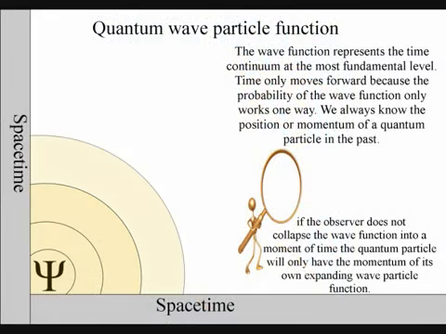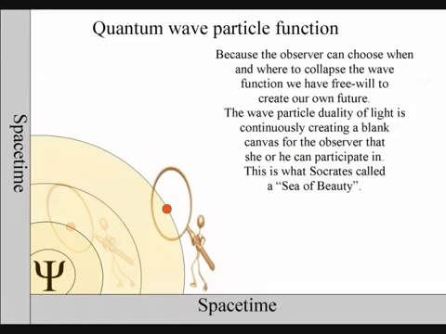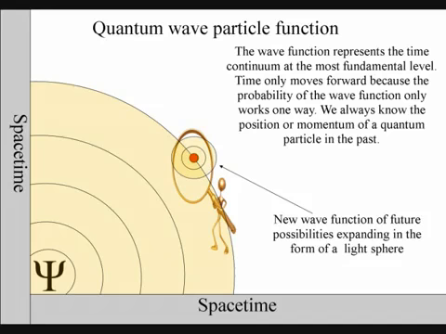The atoms of the observer bond together and then collapse the wave function in unison, forming their own unique future position, or reference frame, in space and time. It is because the observer can choose when and where to collapse the wave function that we have free will.